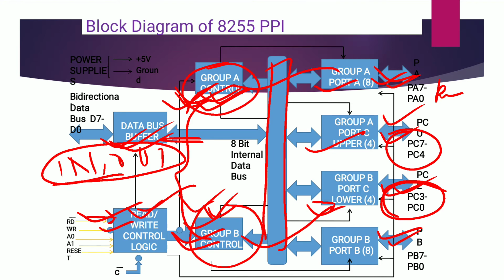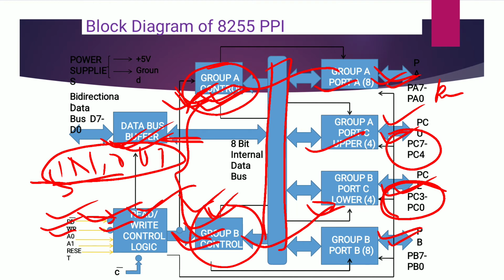It accepts inputs from the CPU. This is the interfacing part. It accepts from the CPU, address bus and control bus. The control signals are read, write, and the address signals are A1, A0, and it issues commands to both the control groups.